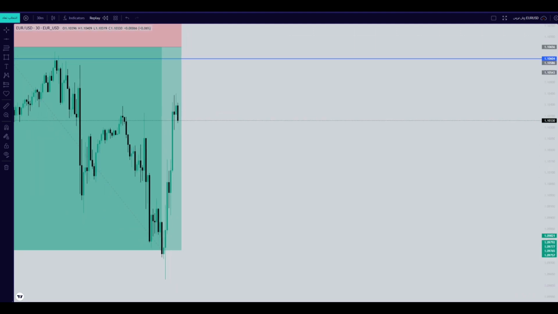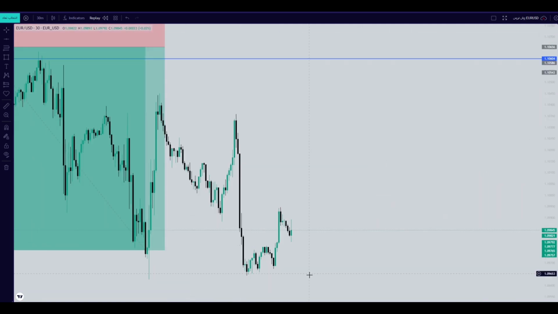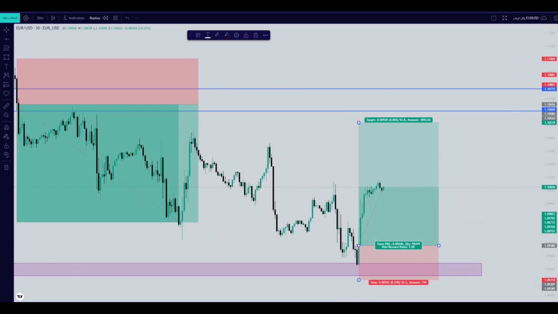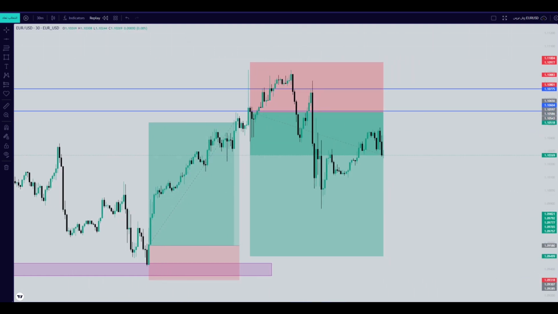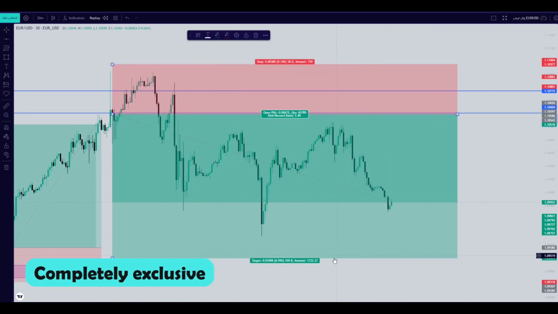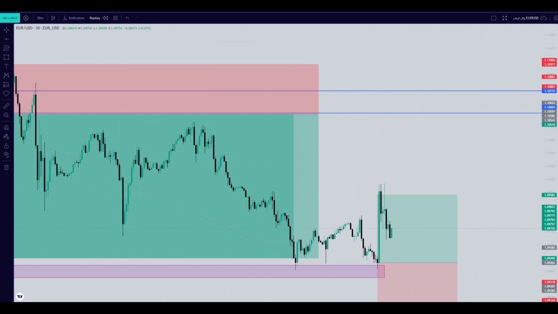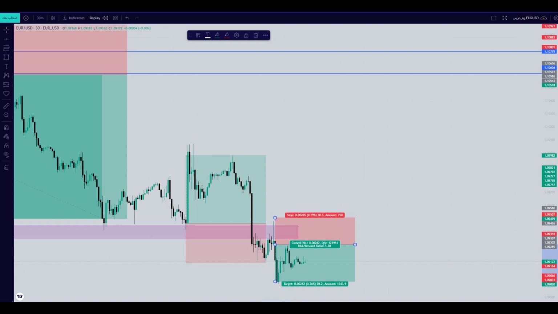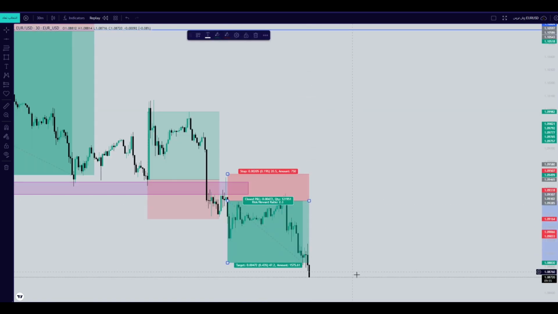Later in the video, I'm going to teach you guys some methods for identifying the main order blocks and how to make profit in your future trades using these methods. This strategy of identifying order blocks is completely exclusive and nobody knows about it. I'm going to reveal this strategy for the first time ever. Make sure to pay your full attention to this video. Now let's get into the explanations.